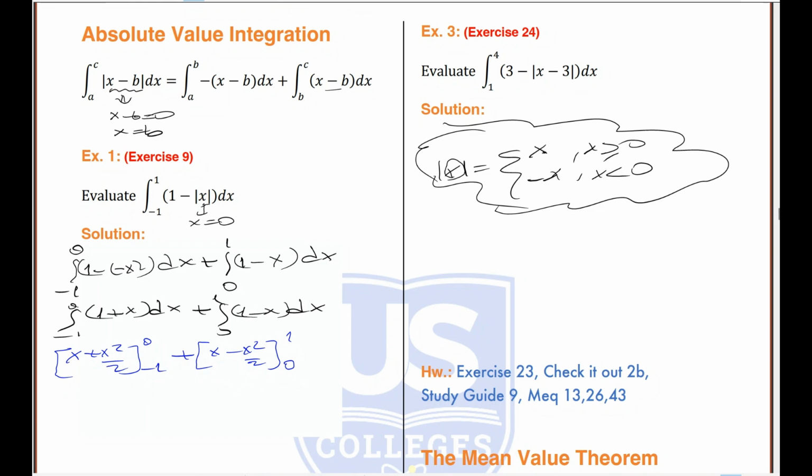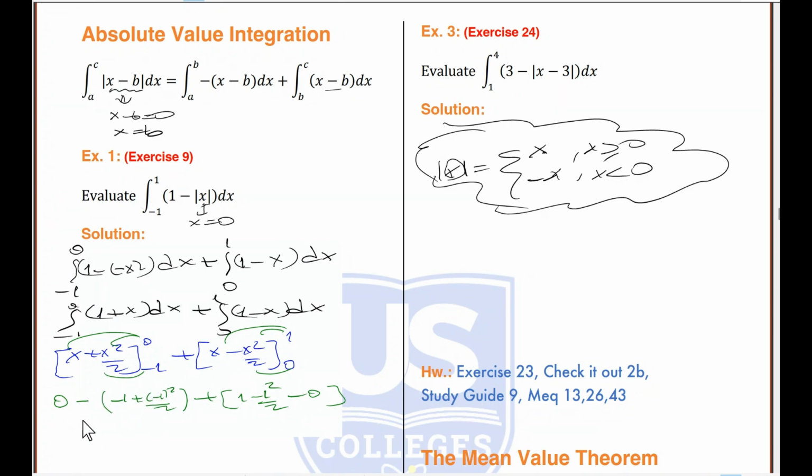Let's look at the first part. The first part is substituting 0 will result in 0 minus, let's substitute negative 1 for x. Negative 1 plus negative 1 squared over 2. I'm done with the first part. Plus second part, substitute 1 first. 1 minus 1 squared over 2 minus substitute 0. It will give you 0. Right? Now let's solve it.